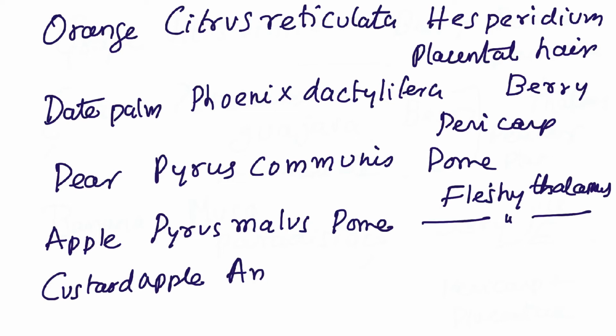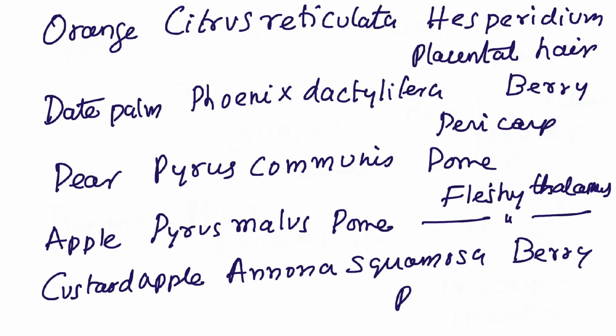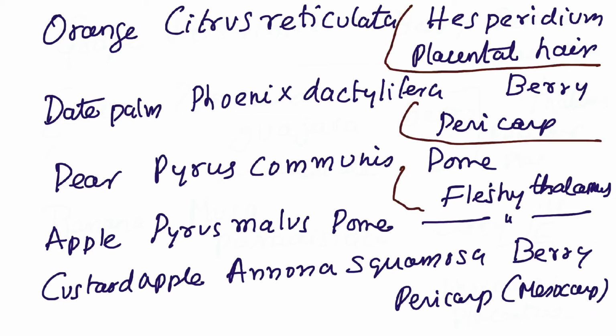And going on to the last example in our series of fruits, it's a custard apple, Annona squamosa. It's a berry, and here it's a pericarp which is edible. But if you want more specific information, it's the mesocarp which is that part. So note the points about the edible parts, which is very important from the examination point of view.